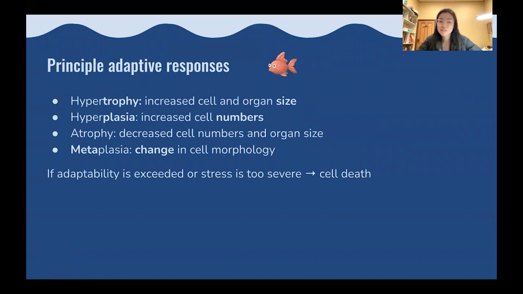Principal adaptive responses. So you have four very important things to know here: hypertrophy, hyperplasia, atrophy, and metaplasia. Just notice here that when we say trophy, we talk about increase in size, and plasia being the number. So they're different things. And then atrophy, decreased number and size. And metaplasia is change. So that doesn't mean increase or decrease necessarily. And if the adaptability is exceeded or the stress is too severe, we have to undergo cell death.